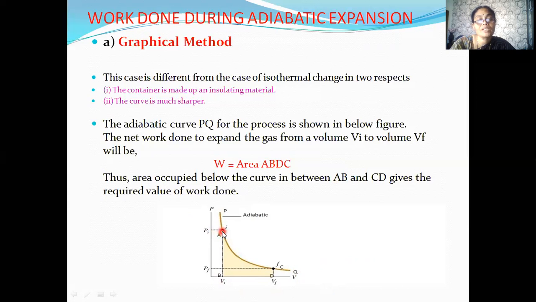I represents the initial state, correspondingly Pi represents the initial pressure, Pf represents the final pressure, F is the final state. Vi represents the initial volume, Vf represents the final volume. Now we can calculate the work done graphically. So the area under this curve PQ represents the work done. So area ABDC gives the work done. So work done in adiabatic expansion is given by the expression W is equal to area ABDC. Thus, the area below the curve in between AB and CD gives the required value of work done.